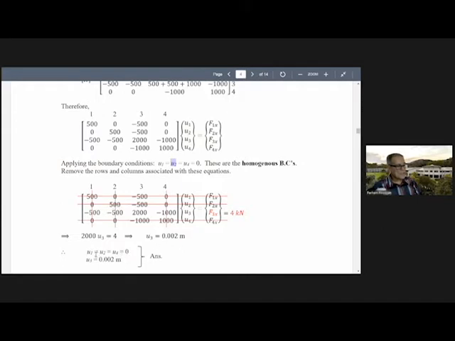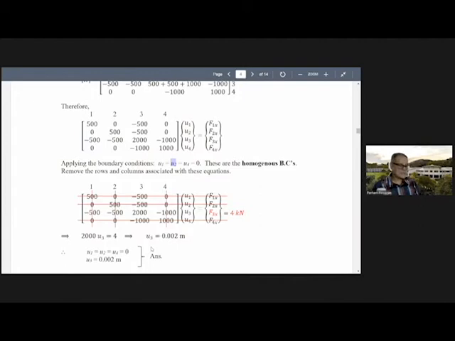Therefore, to answer the question, to find displacements at nodes: the displacements at nodes 1, 2, and 4 are 0, and at node 3, we found this to be 0.002. That is the solution to part A of this problem.